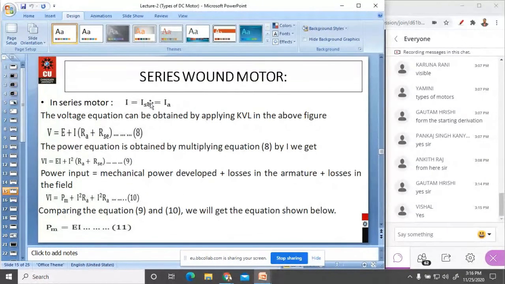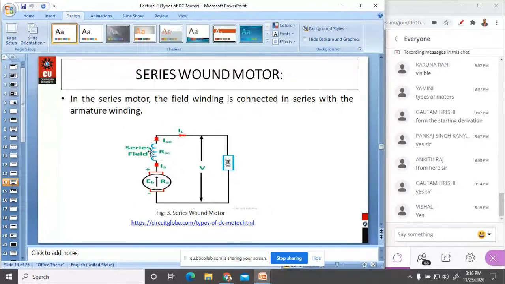Now, how to calculate the values for current and voltages in a series wound motor. This current I is equal to ISC equal to IA. How is this happening? As you can see, this is a closed loop. When you consider any closed loop, the same current will flow in the circuit. When this closed loop is divided into two or three loops, then that current will divide. If you are using only one loop, only one current will flow through this loop.